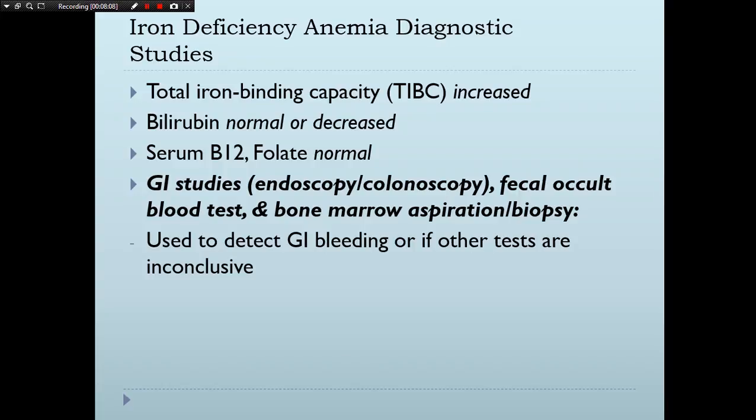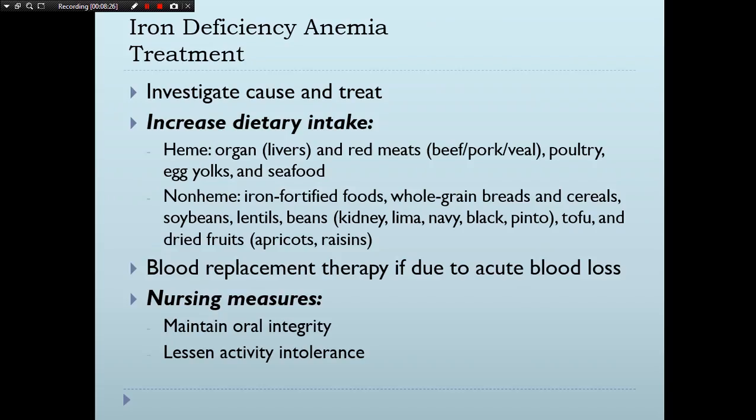And in the event we can't get a conclusive diagnosis, we might need to do some GI studies and bone marrow aspiration. This might be used to detect a GI bleed, or if other tests have been inconclusive, we can get a more definitive diagnosis based on a bone marrow aspiration.